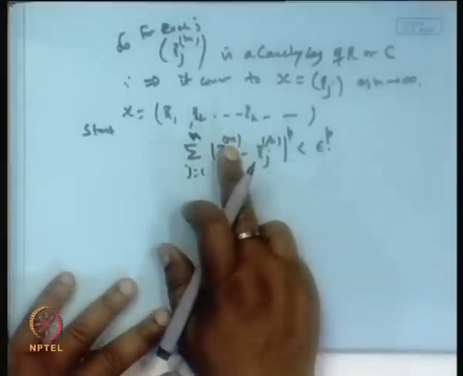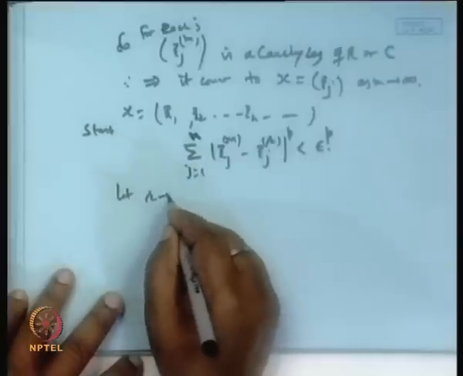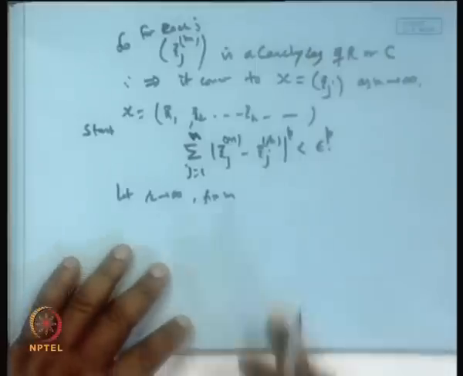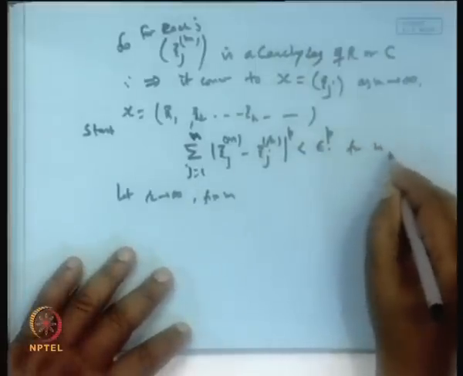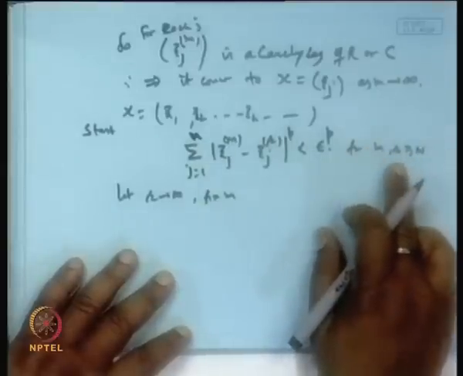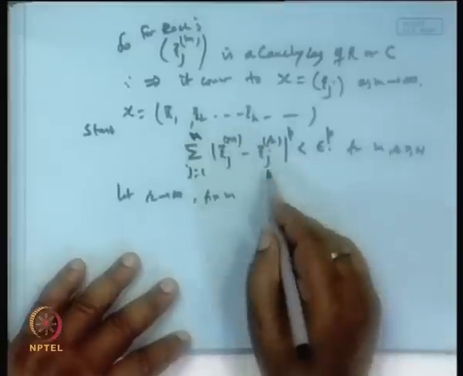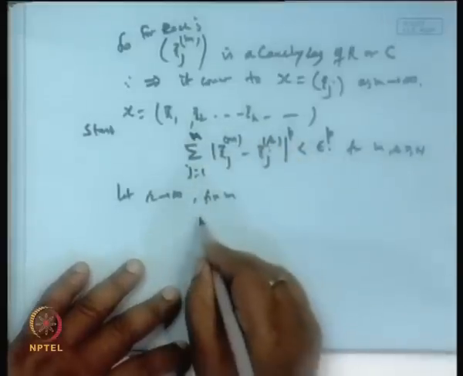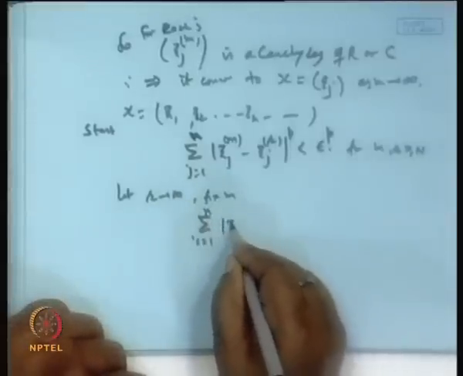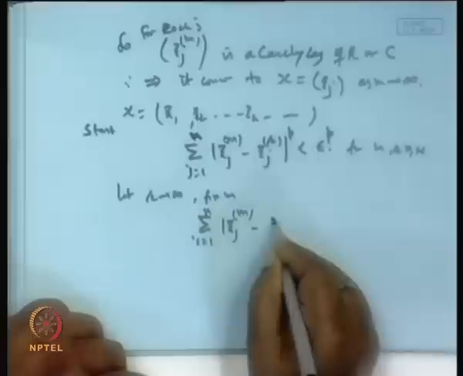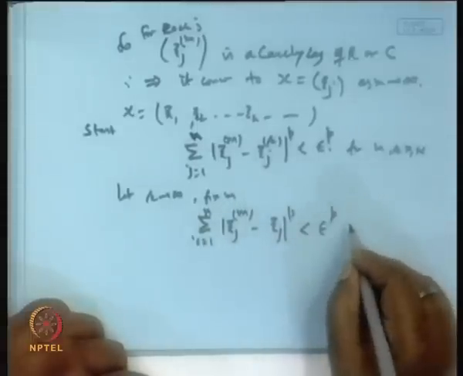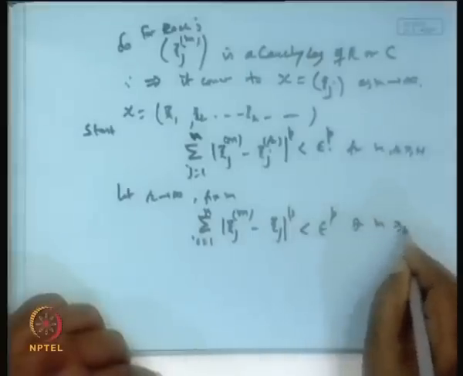Let us fix m and let r tend to infinity, fixed m. This is true for m and r greater than or equal to n. So, I am not touching m, let r go to infinity. So, this xi_j^r will go to xi_j. So, we get the sum over j is 1 to n of mod xi_j^m minus xi_j, to the power p, is less than epsilon^p for m greater than or equal to n.